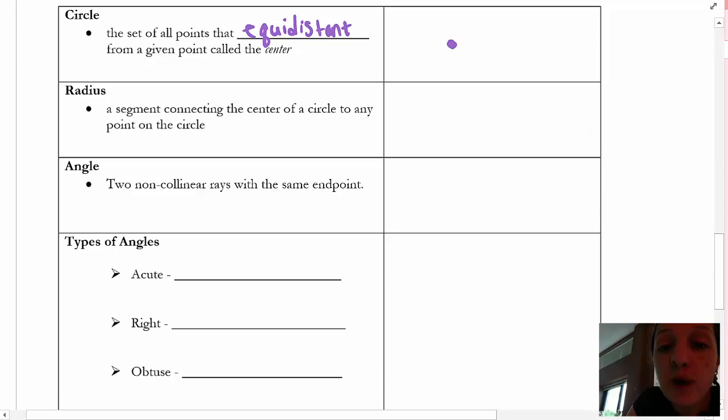So if I have a center, we'll call the center O, and I want to have a whole bunch of points that are, let's say, this far away. There's that one, there's that one, there's that one, there's that one, there's that one.